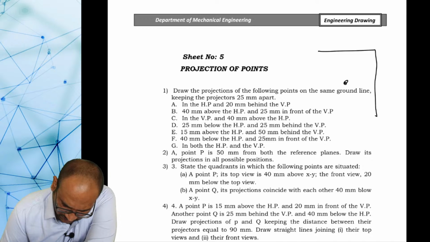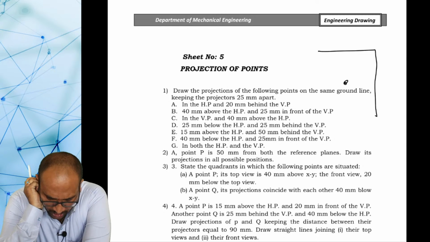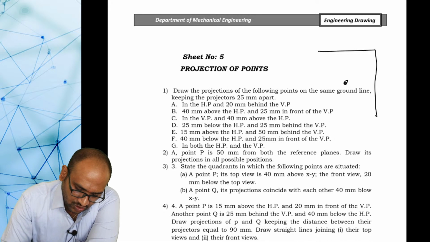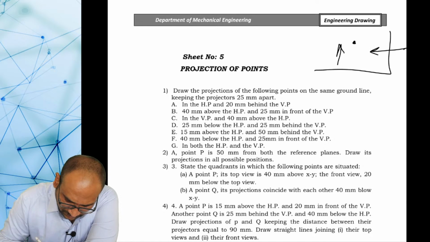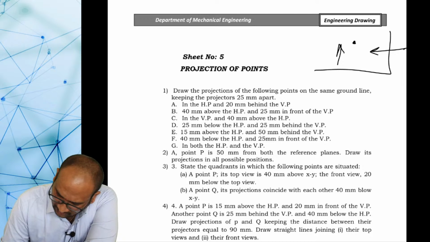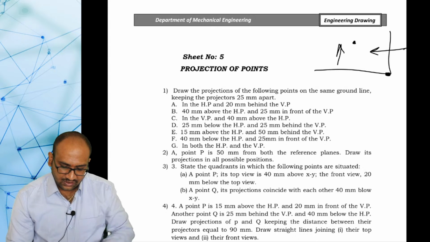Next, point E is 15 mm above HP and 50 mm behind VP. Above HP and behind VP is in the second quadrant. And the last one, point G is in both HP and VP. This is the solution of the problem.